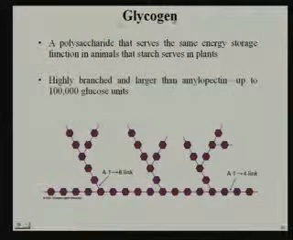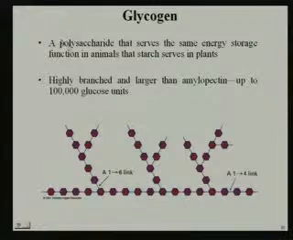Now, when we are talking about glycogen, glycogen is the storage food material of animals, whereas starch is the storage food material of plants. Here also the structure has alpha 1,4 and 1,6 linkages. The straight chain is the alpha 1,4 linkage, and whenever there is branching, it is alpha 1,6 linkage.